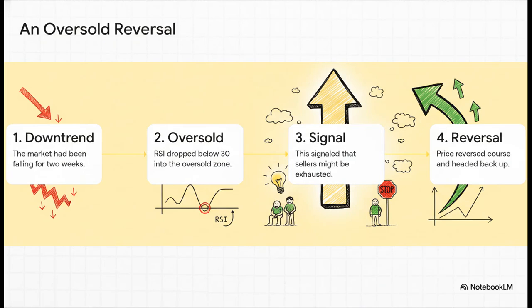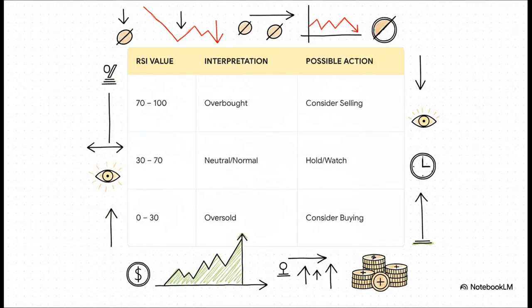So, what happened next? Well, the market had been falling hard, but the RSI hitting that oversold level was a major clue that the selling pressure was just about exhausted. And that was the signal. Just as the indicator suggested, the price reversed and started a brand new rally that actually lasted for weeks, a classic example. So, to pull this all together for you, here's a super simple cheat sheet.